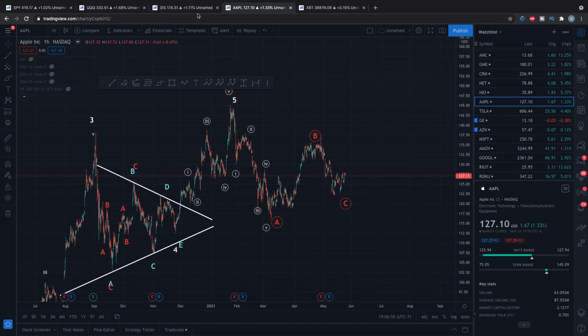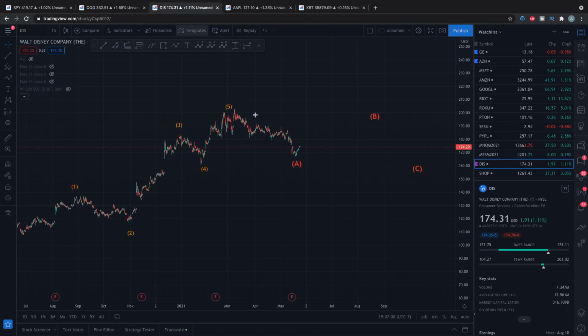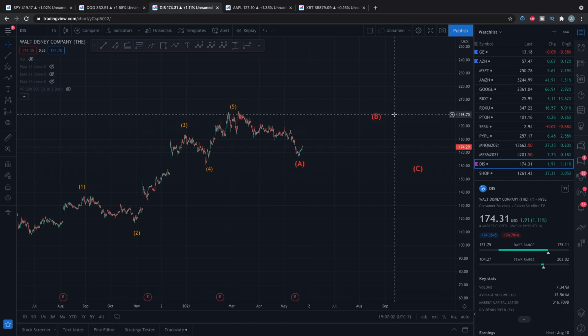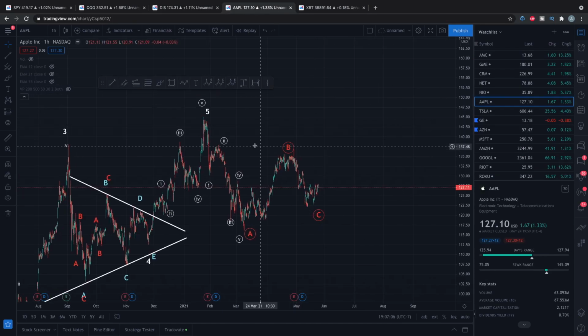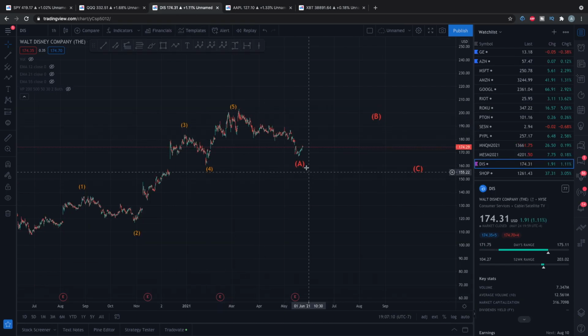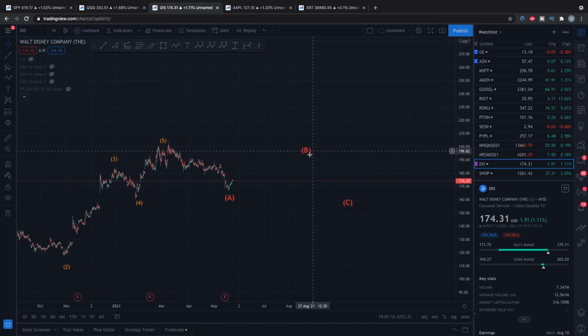And Disney, you can see, is a little bit delayed. Whereas Apple, we've already finished this ABC correction. Disney appears that we're just about forming it. So you can compare and contrast that for yourself on your chart. So we can see ABC for Apple. And right now, we're just in the middle of forming that B wave. We're just starting to form that B wave to the upside. So you can definitely target this for some calls if you don't want to trade the market.